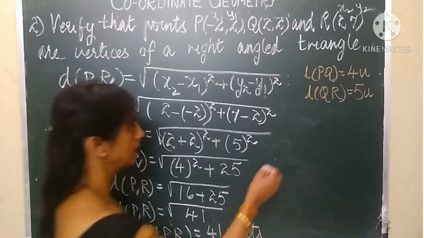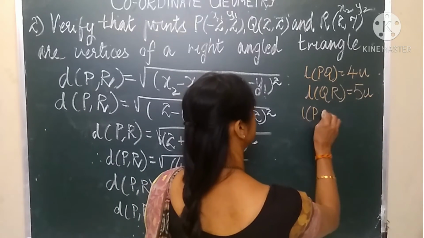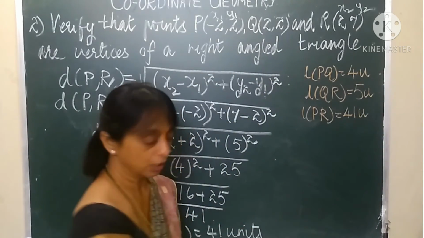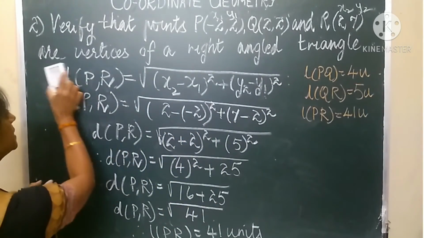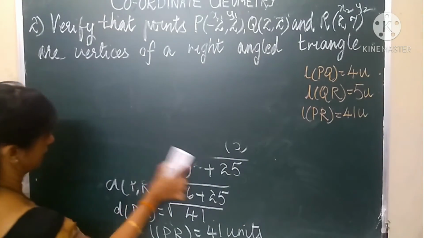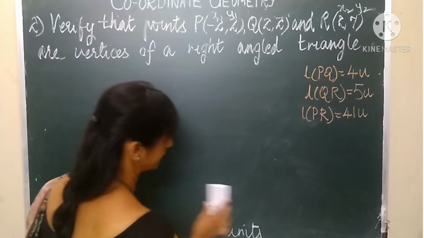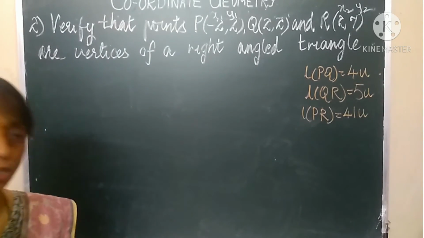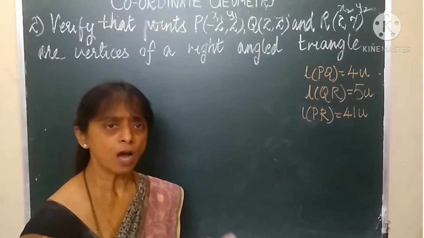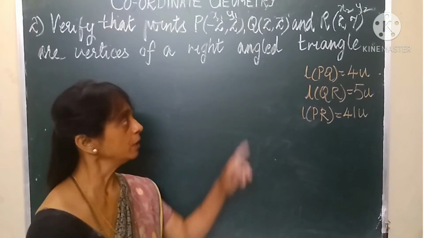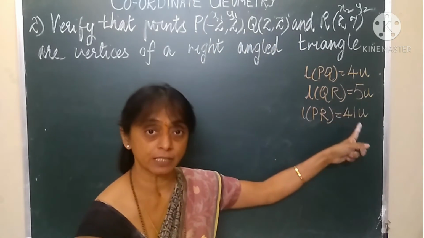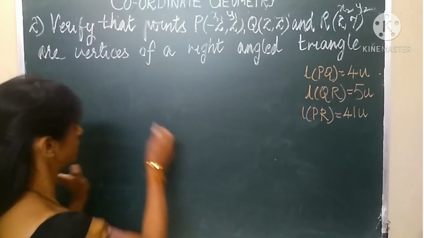So let's write it down. Length PR is equal to root 41 units. Now the last segment to be solved: check if they are the vertices of a right angled triangle. As I told you earlier, children, we'll have to use the converse of Pythagoras theorem. How do we apply the converse of Pythagoras theorem to decide if they form the vertices of a right angle triangle? Definitely we'll have to consider all the three answers. So let's jot it down.